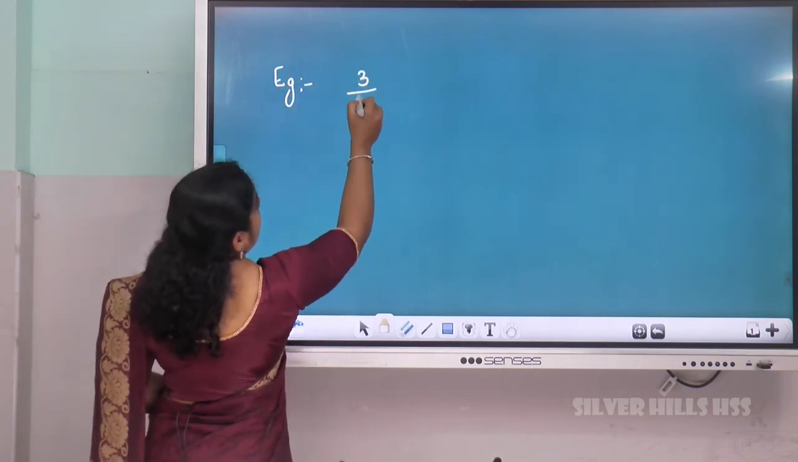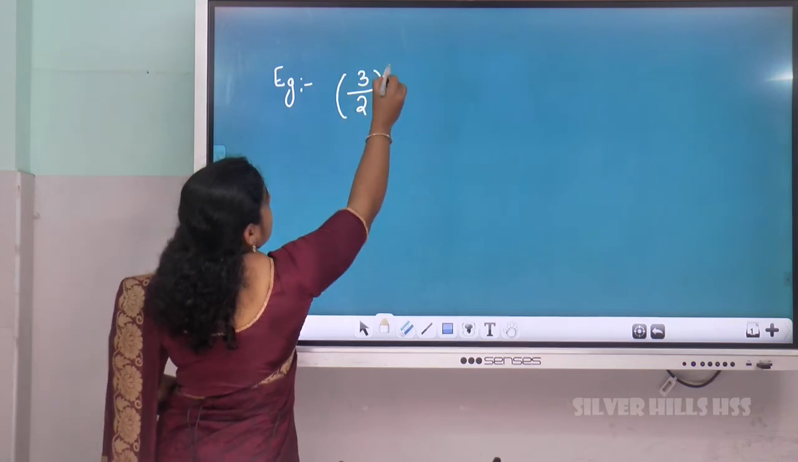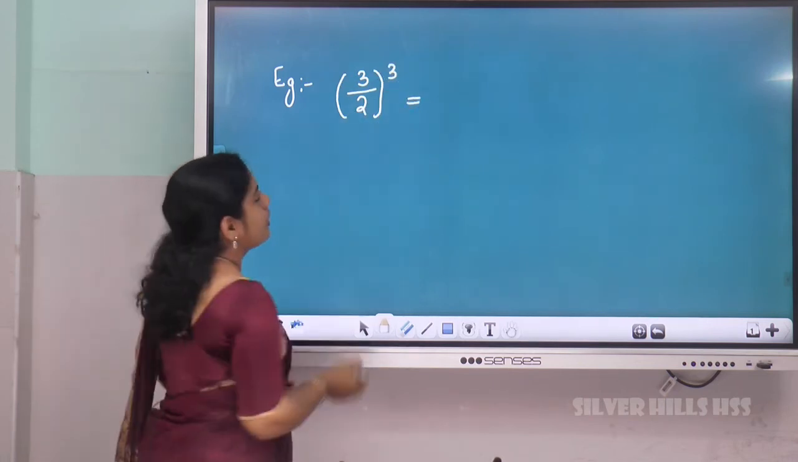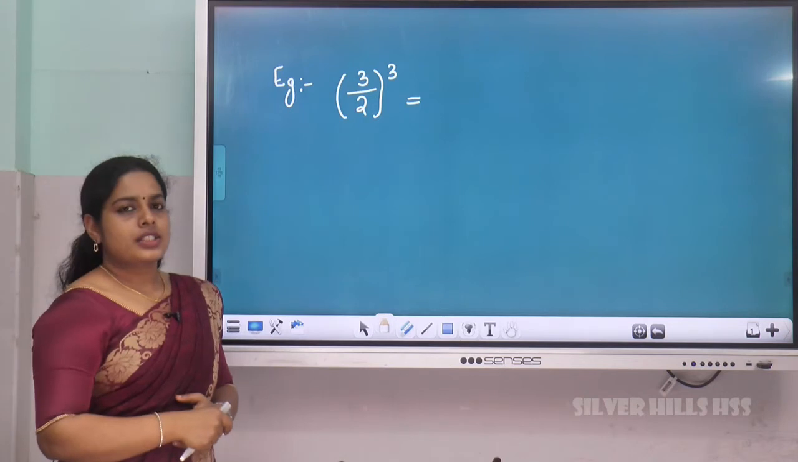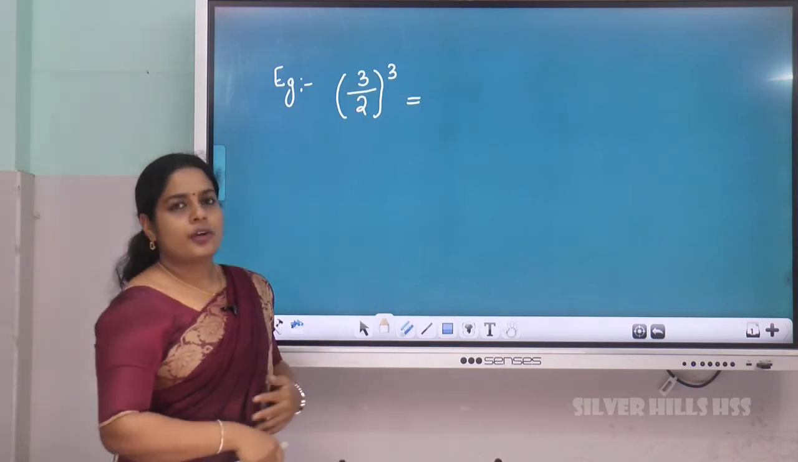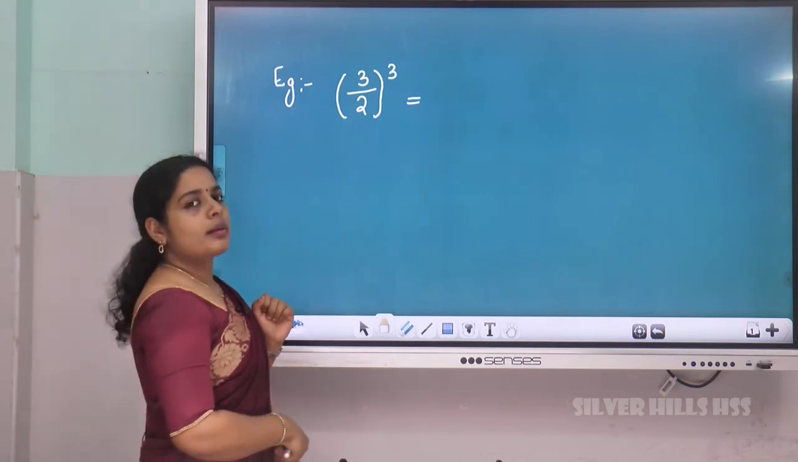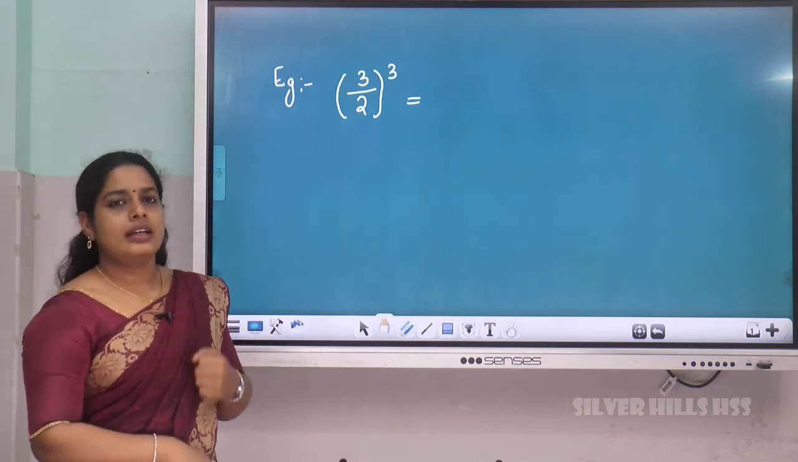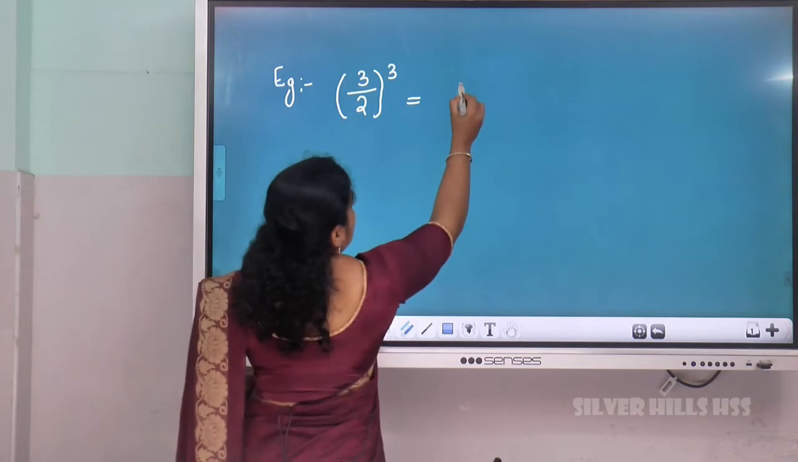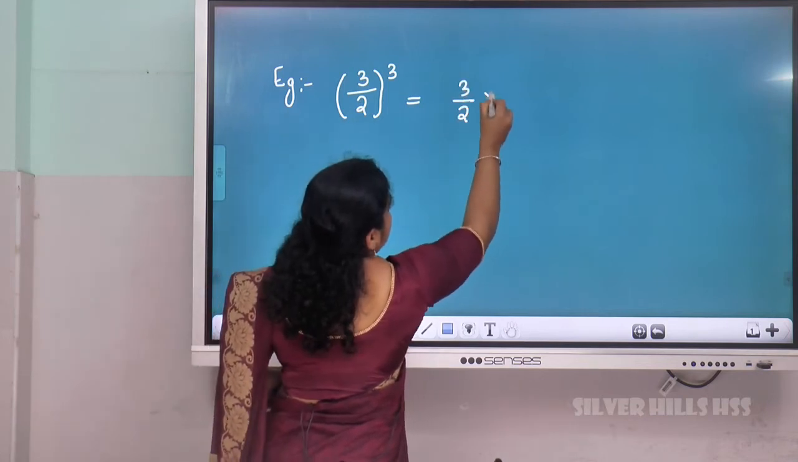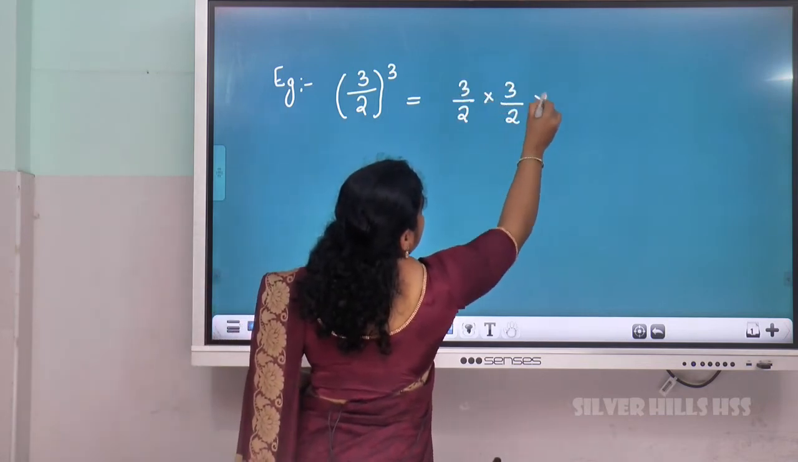3 by 2 whole raised to 3. 3 by 2 is a fraction raised to 3, a power of a fraction. Now, 3 by 2 whole raised to 3 means 3 by 2 is repeatedly multiplied 3 times. So, 3 by 2 into 3 by 2 into 3 by 2.